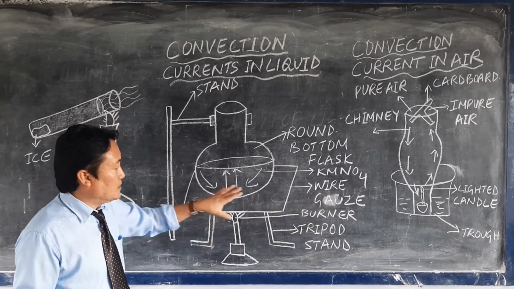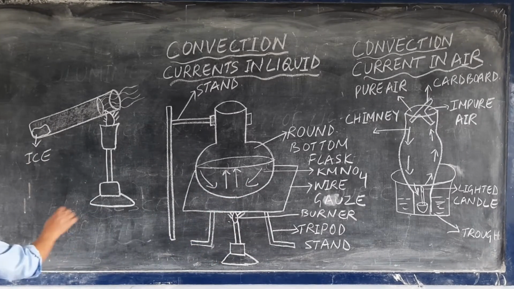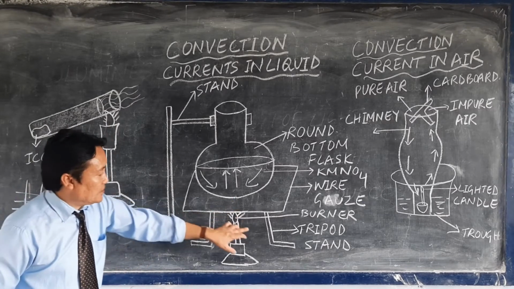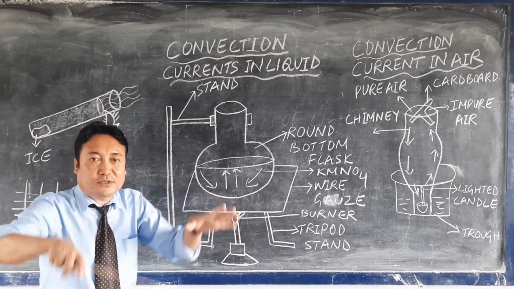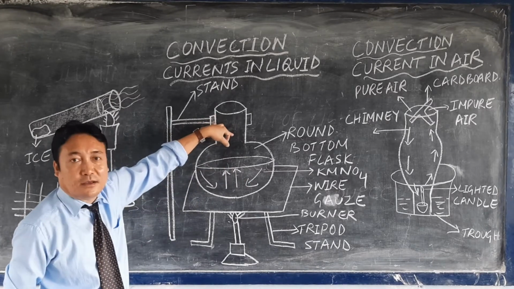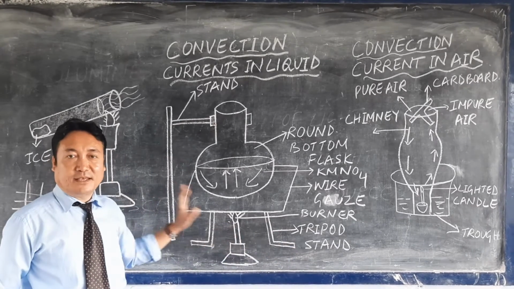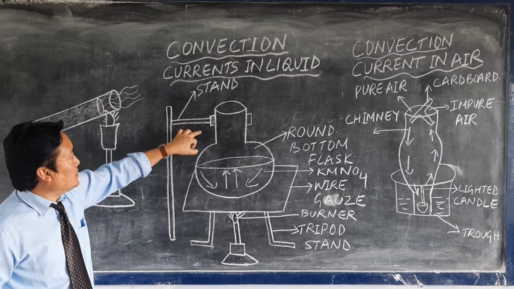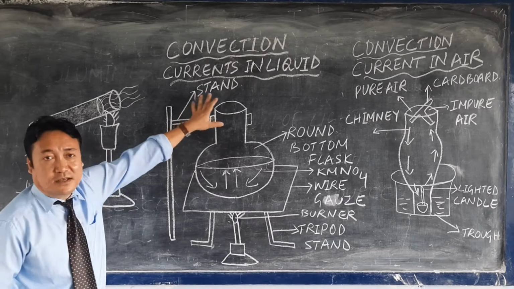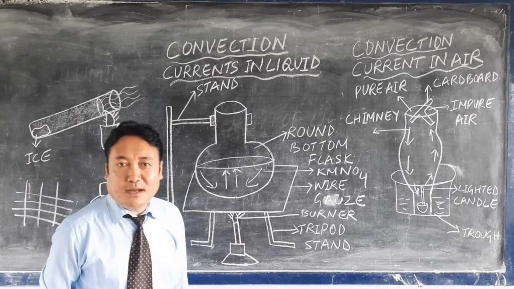So you take a round bottom flask filled with water, potassium permanganate, and a wire gauze. Wire gauze means some sort of wire, some sort of plate-like structure, like this kind of structure. You keep it on top of the tripod stand. On the top of the wire gauze, you keep the round bottom flask, and this is the tripod stand and burner. You supply the heat, and the round bottom flask is kept erect with the help of the stand here. This is how the experiment is set up.